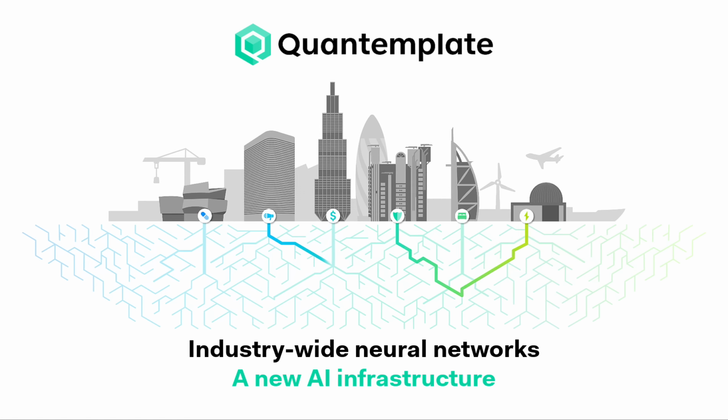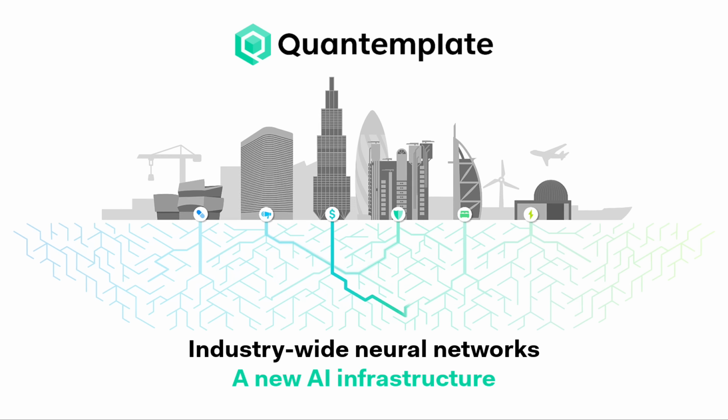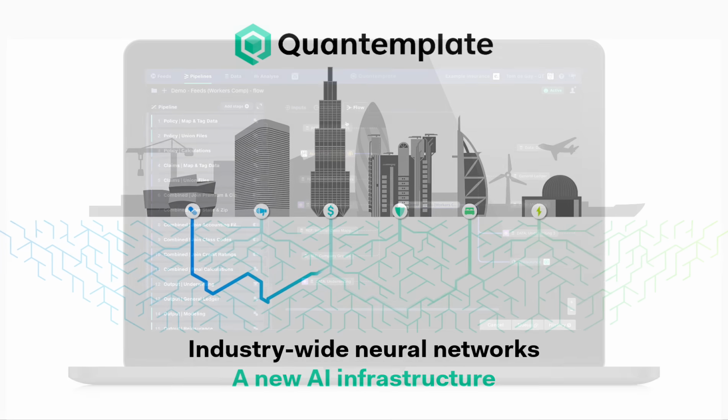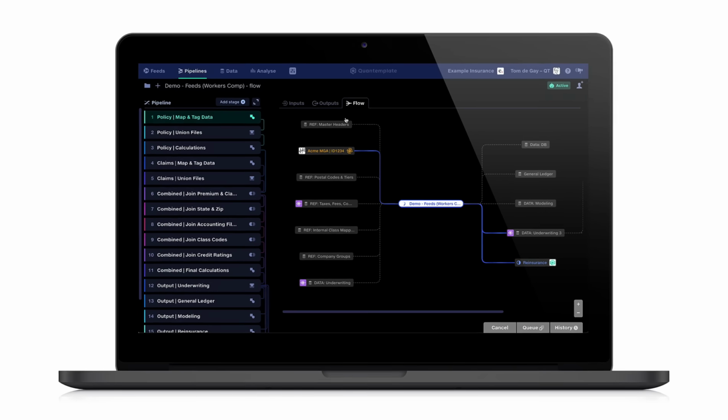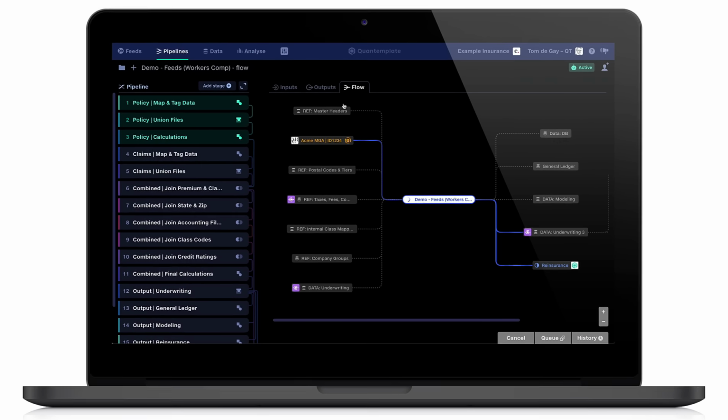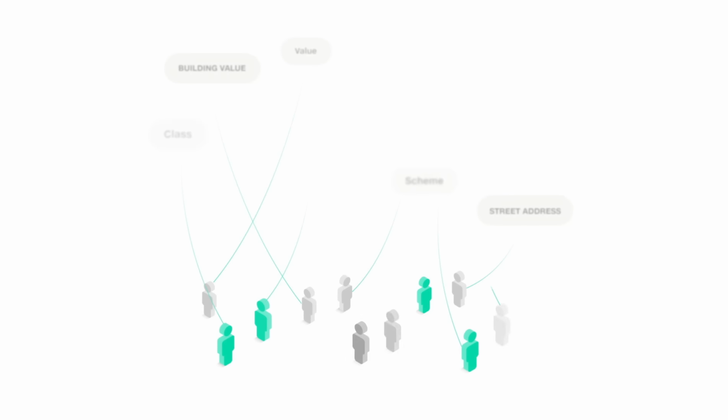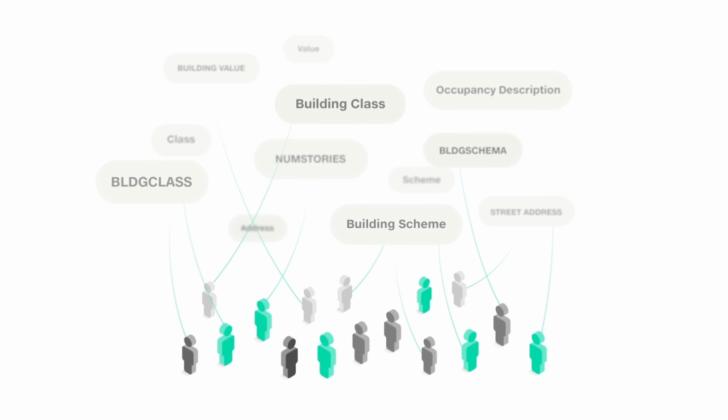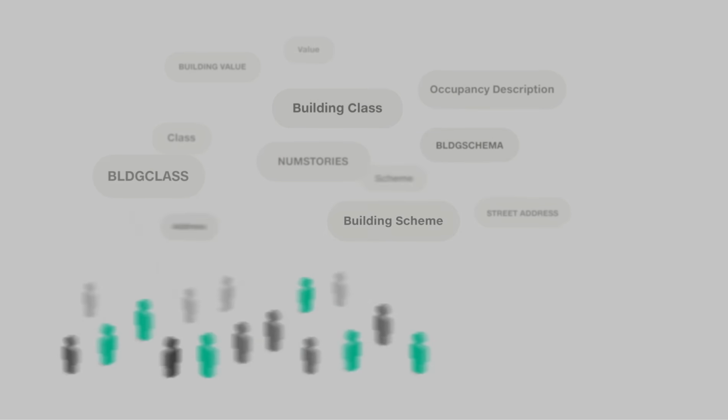Quantemplate links organizations together so that they can share and translate their business data. It's a no-code platform that automates entire data processes at scale, and it uses network intelligence to collaboratively improve data quality and automate workflows.